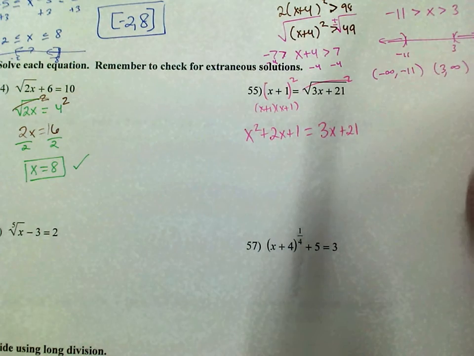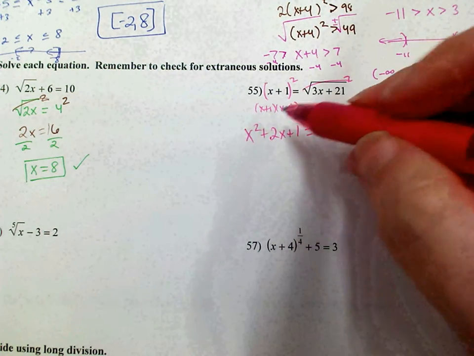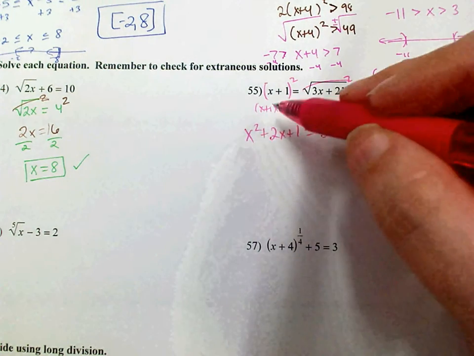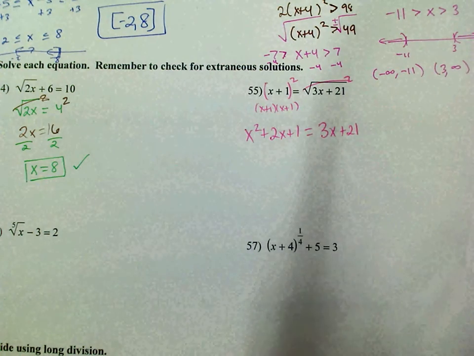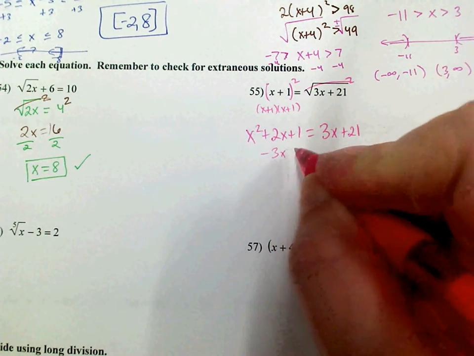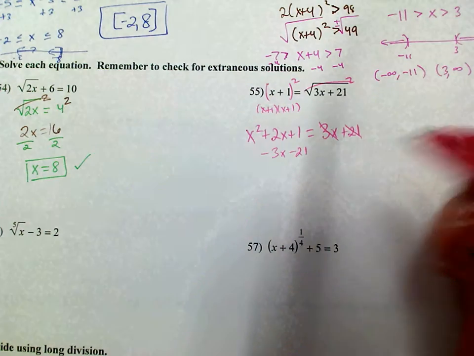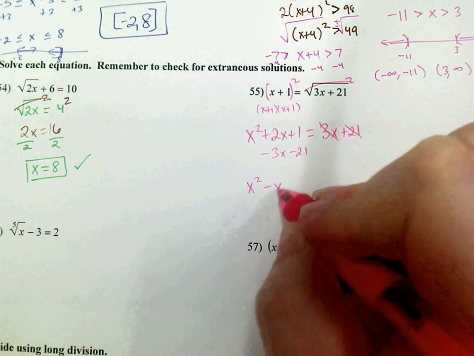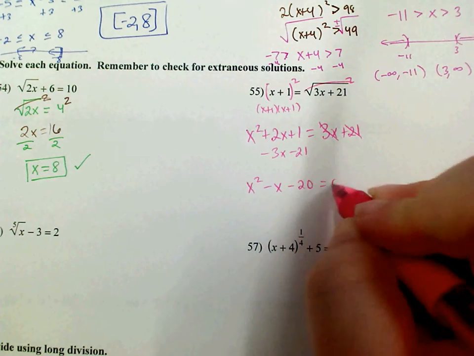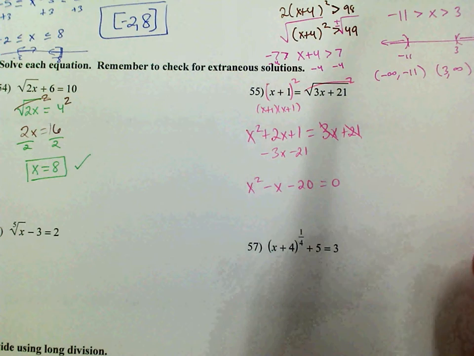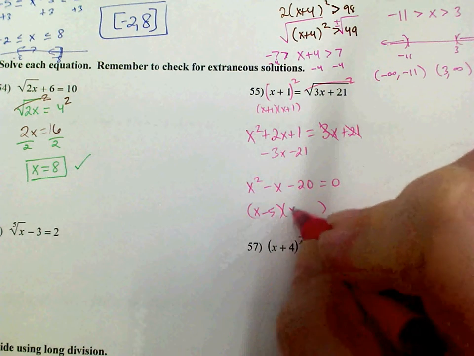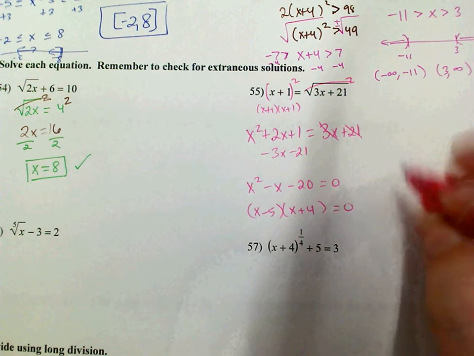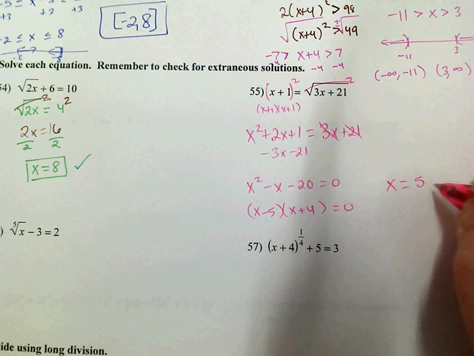So what I now want to do is get everything on the same side as the quadratic, because I've got a quadratic, a linear, and a constant term. I want to get everything on the same side and try and factor it. So we're going to subtract 3x and subtract 21. So x squared minus x minus 20 equals 0. And now I want to try and factor. Factors of negative 20 that add up to negative 1 are negative 5 and positive 4. And my answers are positive 5 and negative 4.